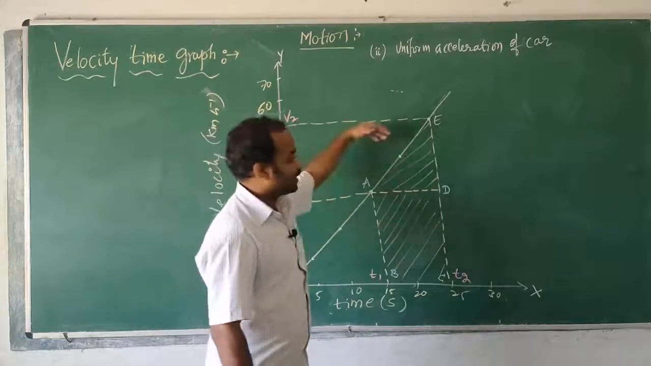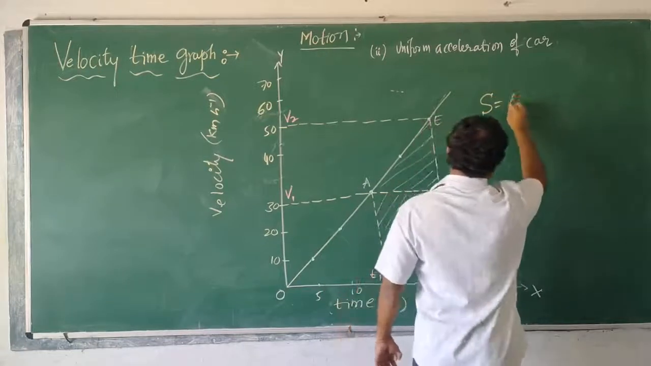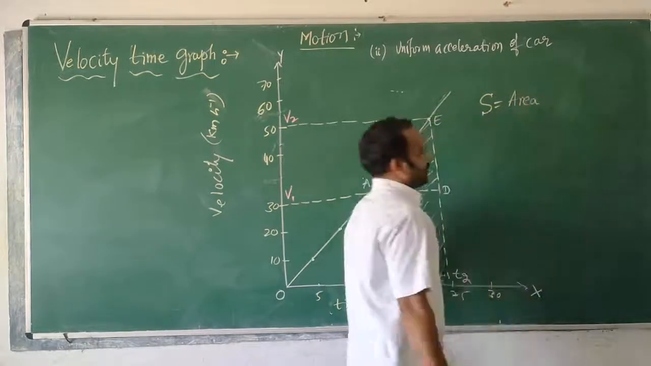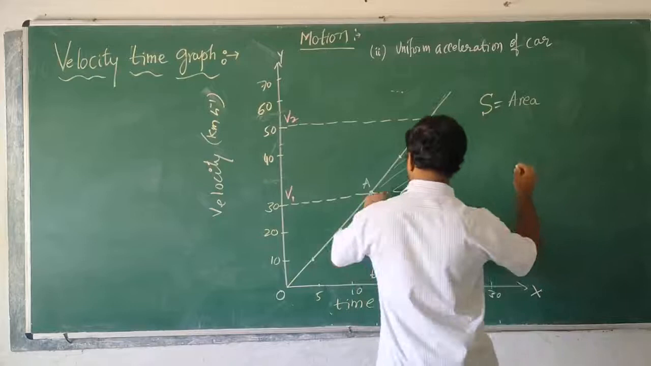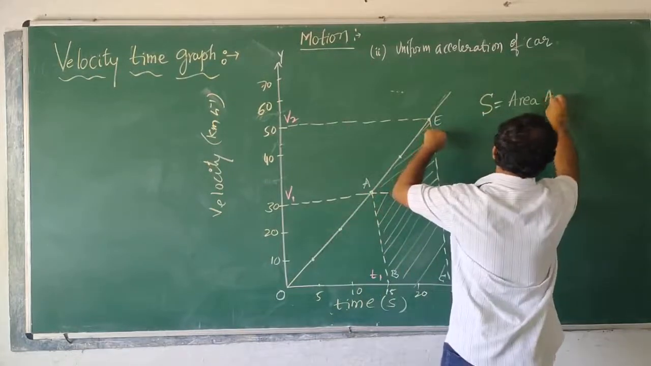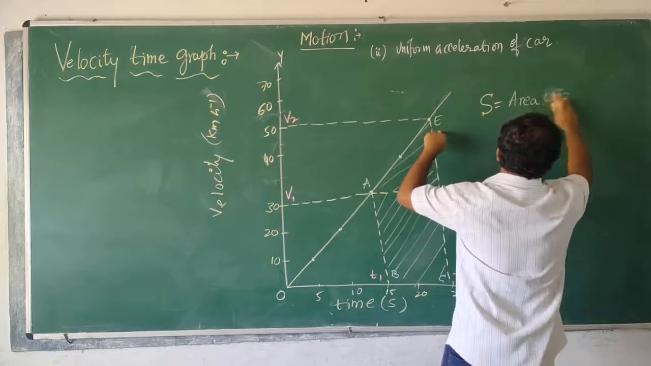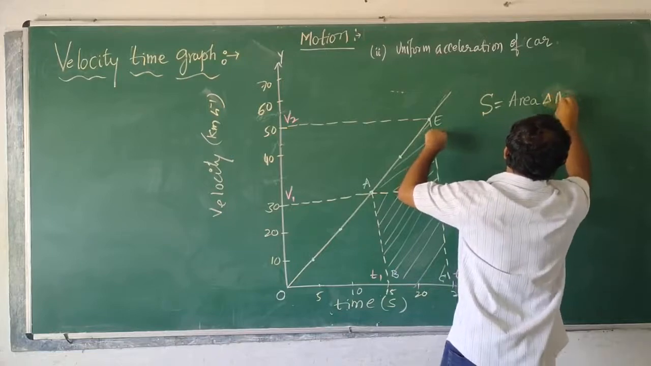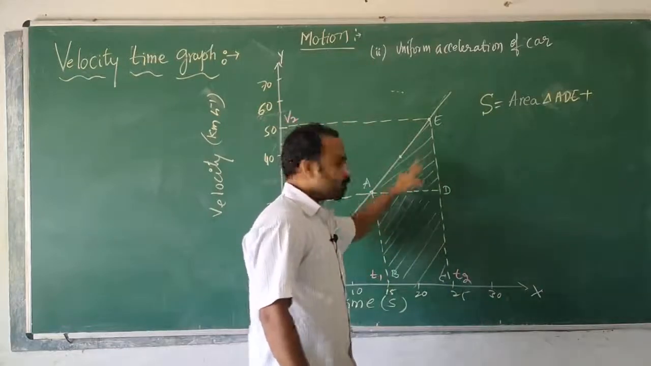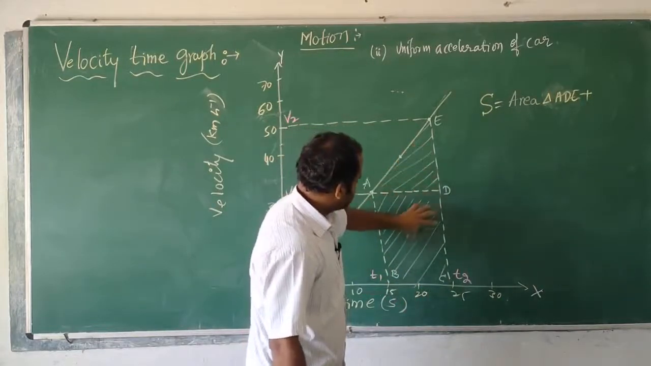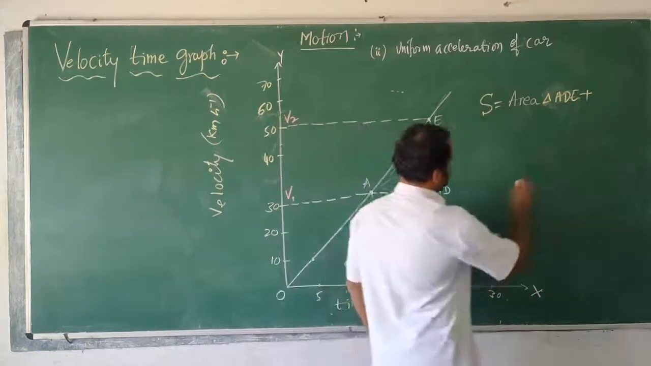So what is the area here? That is, we have to find S, the distance, which is equal to the area. There are two areas here: the area of ADE, the area of triangle ADE, plus the area of rectangle ABCD. If we add these two, we get the total area.